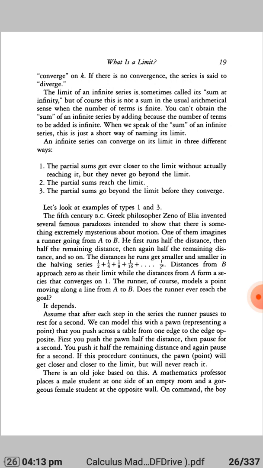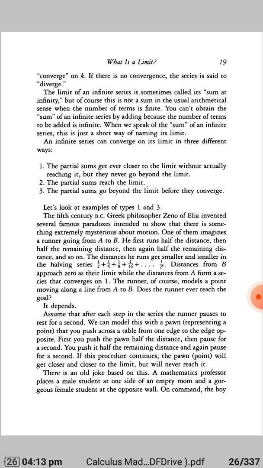Does the runner ever reach the goal? It depends. Assume that after each step in the series, the runner pauses to rest for a second. We can model this with a pawn representing a point that you push across the table from one edge to the opposite edge. First you push the pawn half the distance, then pause for a second. You push it half the remaining distance and again pause for a second. If this procedure continues, the point will get closer and closer to the limit, but will never reach it.